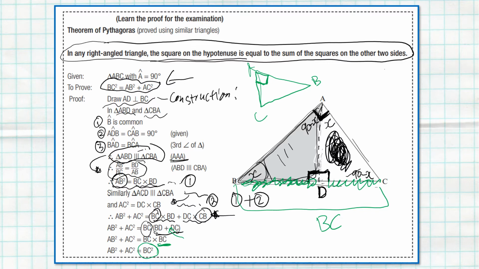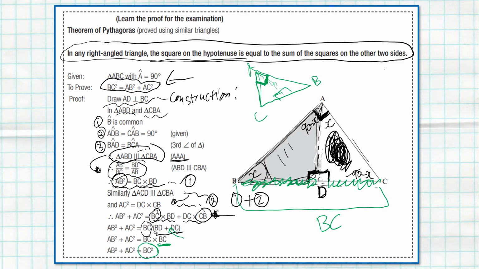So in order to prove the theorem of Pythagoras, you first start by constructing a perpendicular line from the perpendicular vertex to the hypotenuse, right? After constructing, you let one of the angles be x. You solve for all the angles in that triangle. After doing so, it will be easy for you to prove similarity, right? What you do is prove similarity between the smaller triangle and the bigger triangle, right?